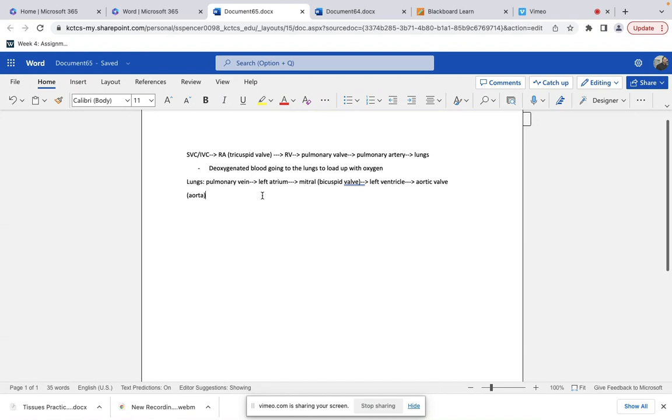Awesome. So I think that this is essentially all you guys really need to know in terms of blood flow. If you guys can tell me this in terms of systemic and pulmonary circulation, if you can tell me this for blood flow, I think you guys are going to be fine for the exam.